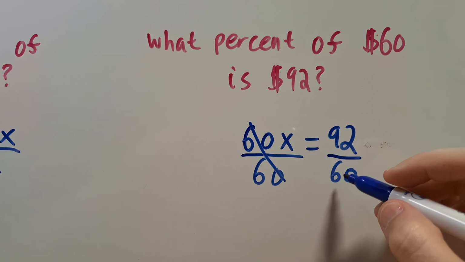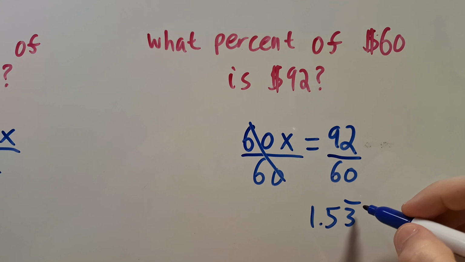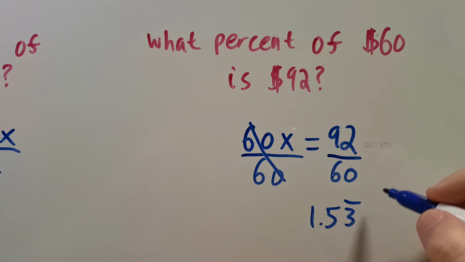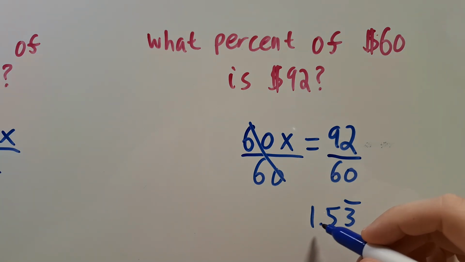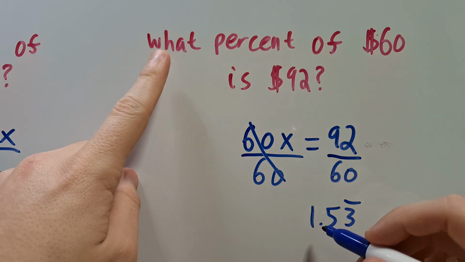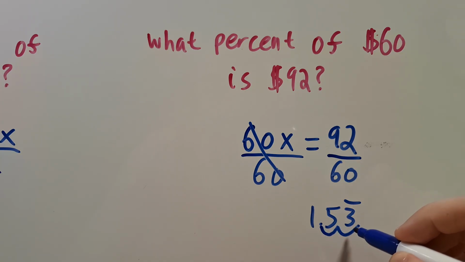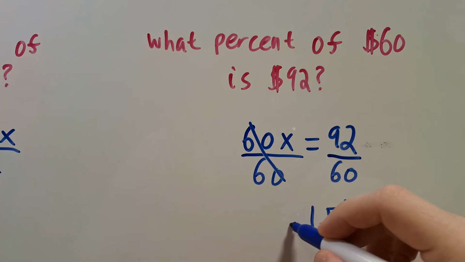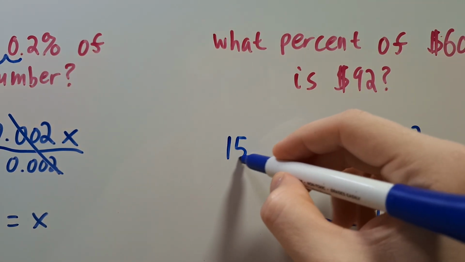Divide 92 by 60. You're going to get a repeating decimal of 1.53. Because we're looking for a percent, and because this number exceeds the value of 1, the percent is going to be larger than 1%. So if I move this decimal point over 2 places to the right, finding the percent, so you multiply by 100, because remember, percent means for every 100, I would get roughly about 153%.